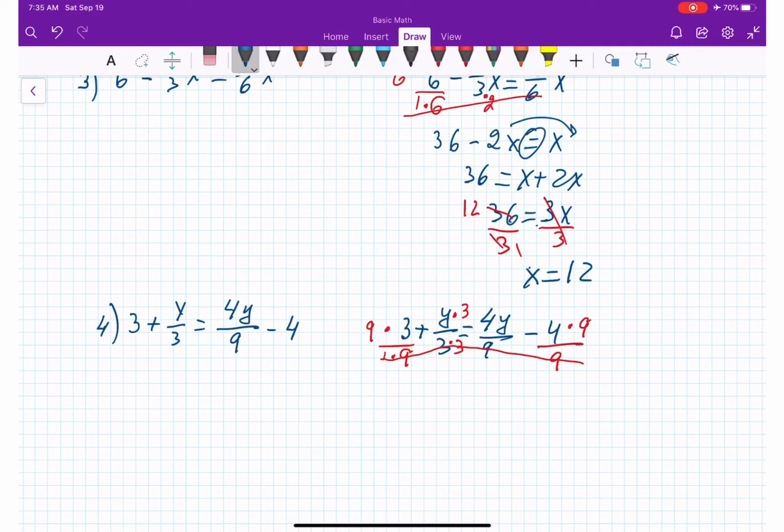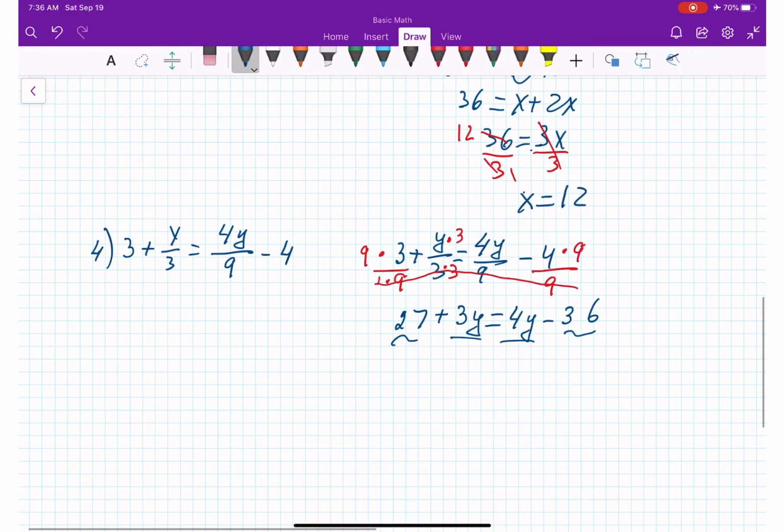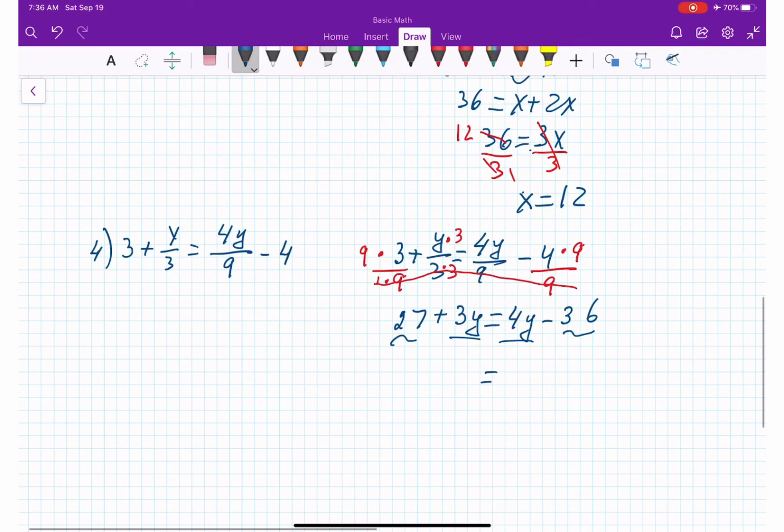Result is 9 times 3, 27, plus y times 3, 3y, is equal to 4y, and minus 4 times 9 is 36. Okay, let's combine like terms. This with this, and this with this. So what do we get? I'm moving 3y to this side, will be negative. 27 stays the same, and moving negative 36 to this side, which will be plus 36.